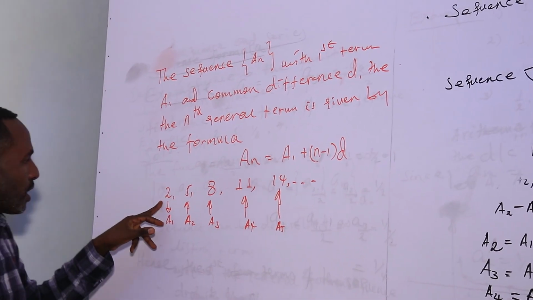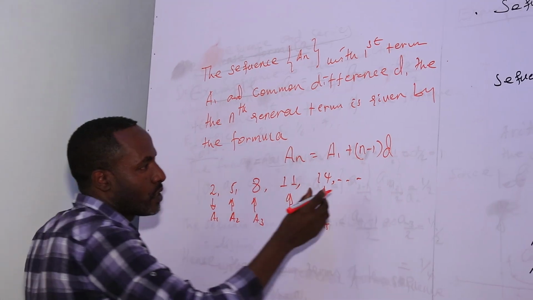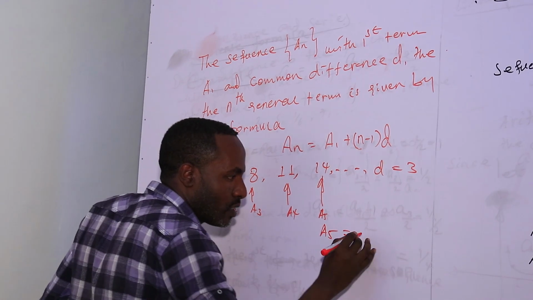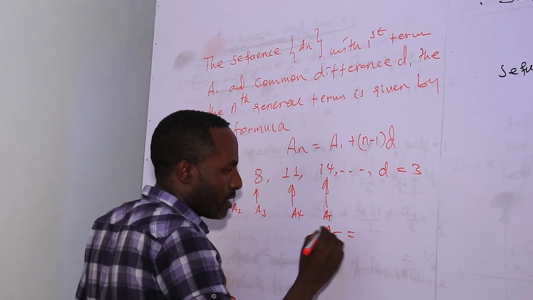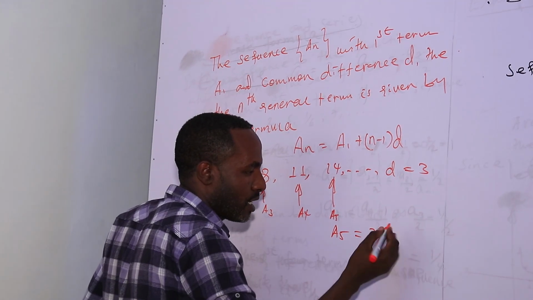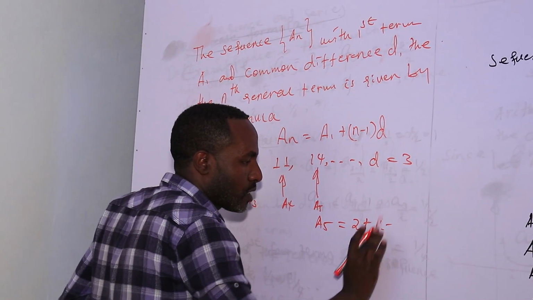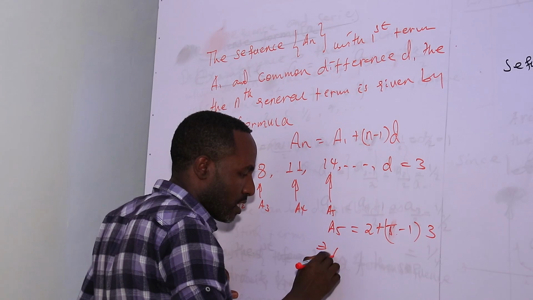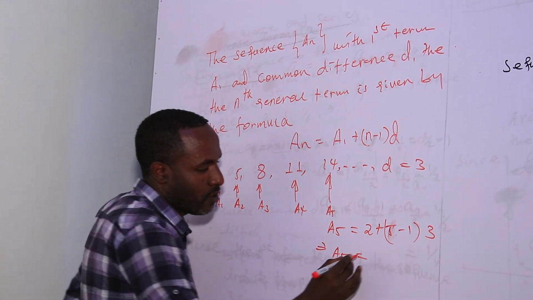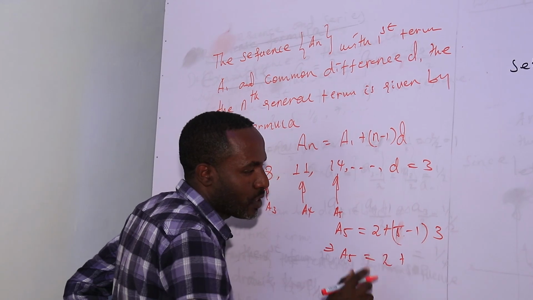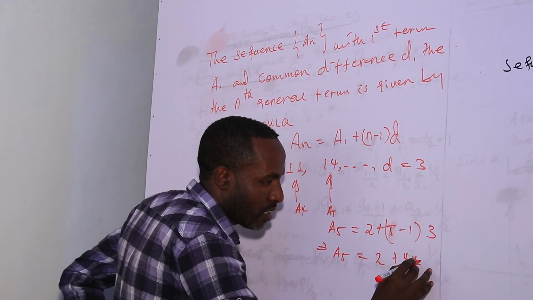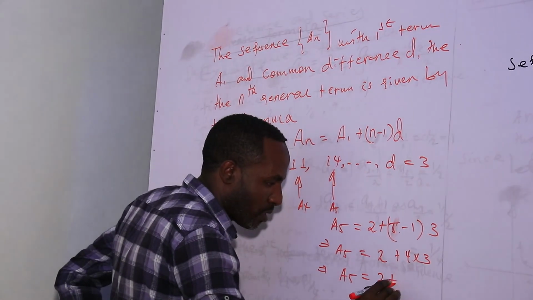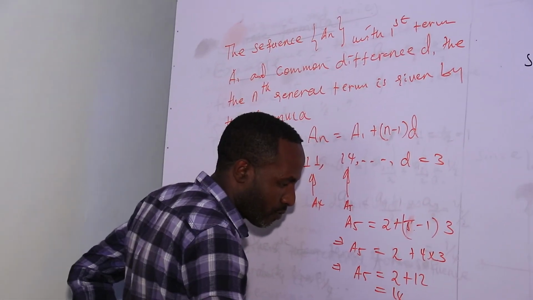The first term is 2 and the common difference is 3. So a5 is equal to, here n is 5 and a1 is 2, so 2 plus 5 minus 1 times the common difference 3. This implies that a5 is exactly equal to 2 plus 4 times 3, which is 2 plus 12, which equals 14.